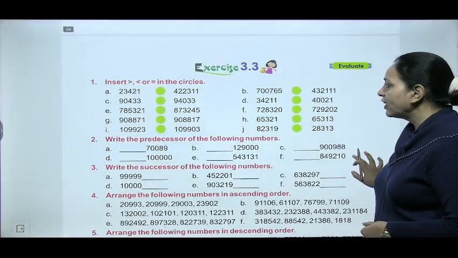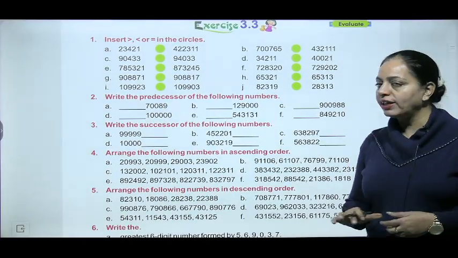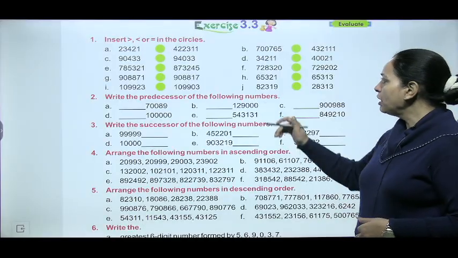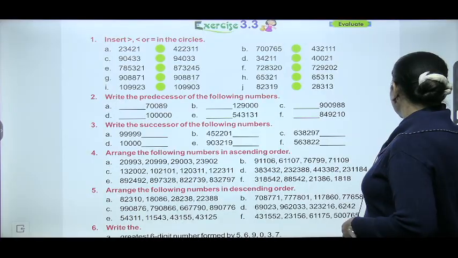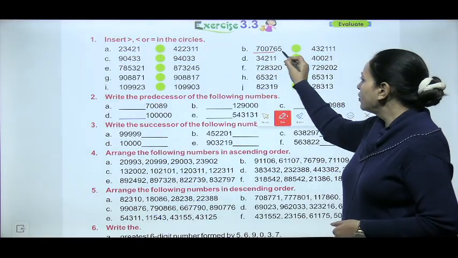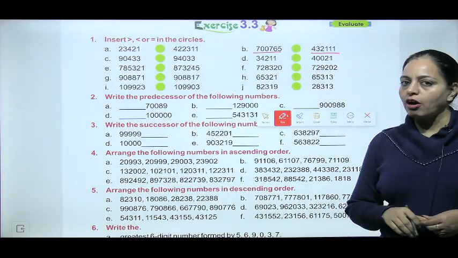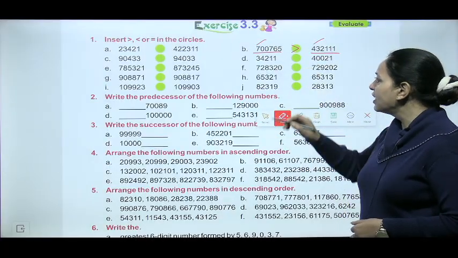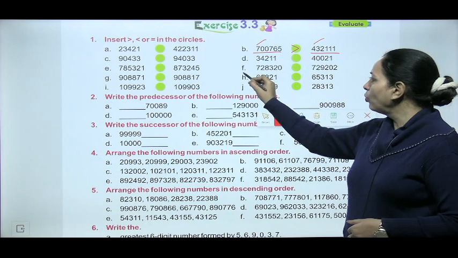Now come to exercise 3.3, question number 1. Insert greater than, less than or equal to. Like B part here, see this is a 6-digit number. This is also a 6-digit number. Now compare this lakh digit. So this is greater.